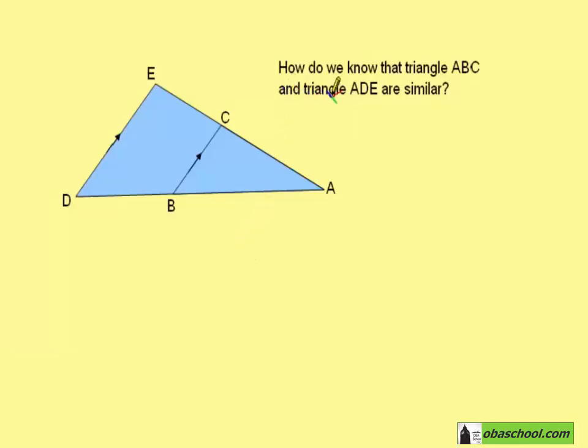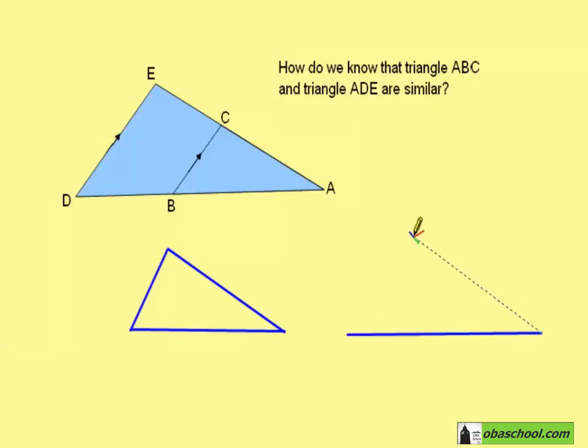How do we know that triangle ABC and triangle ADE are similar? In order to discuss this, I'm going to draw each triangle out separately. So here is the smaller of the two triangles, and this is the larger one. We need to label the vertices. So this is the triangle ABC, and this the triangle ADE.